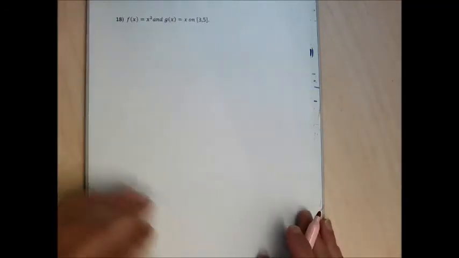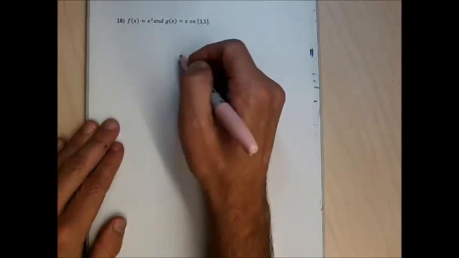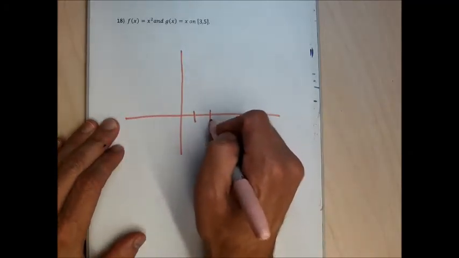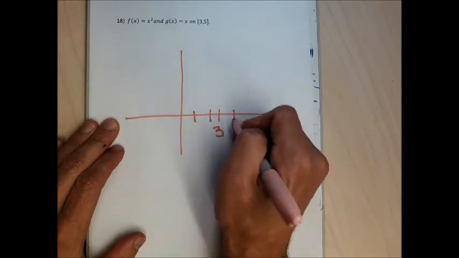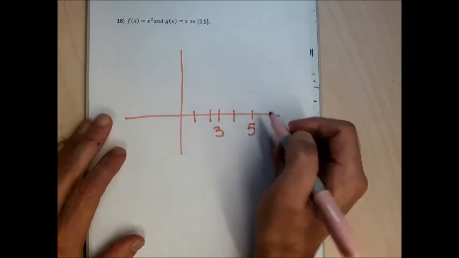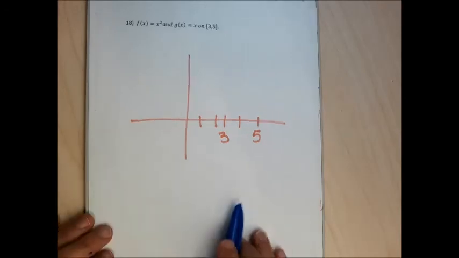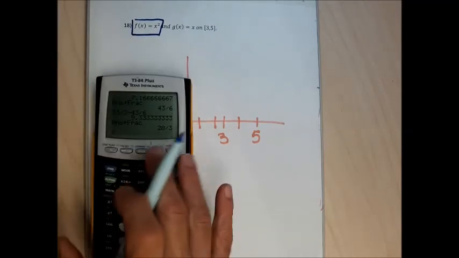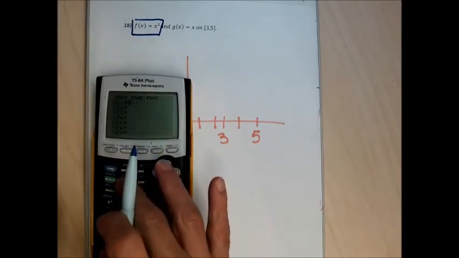18 is a similar question. What I'm going to do is find the area that's indicated, and on my x-axis I'm going to mark two numbers. I'm going to mark the number 3 and the number 5, and I'm going to graph the two functions that are given. I'm going to graph the function x squared in blue real quickly here.